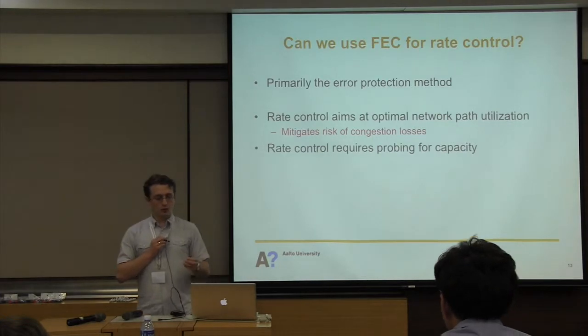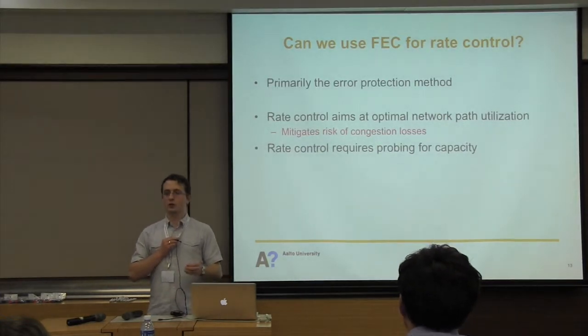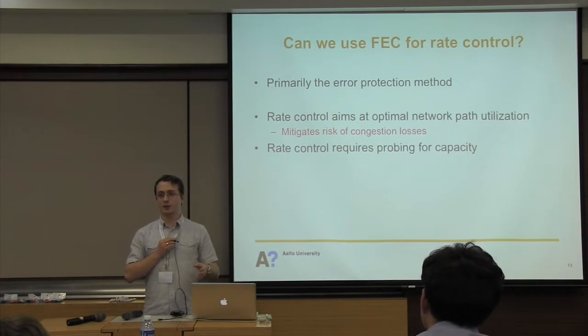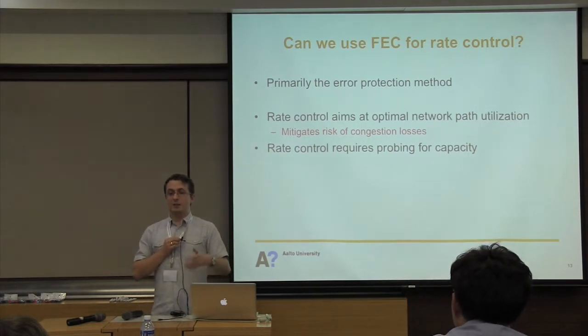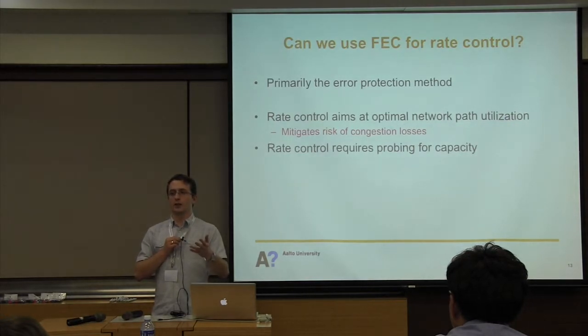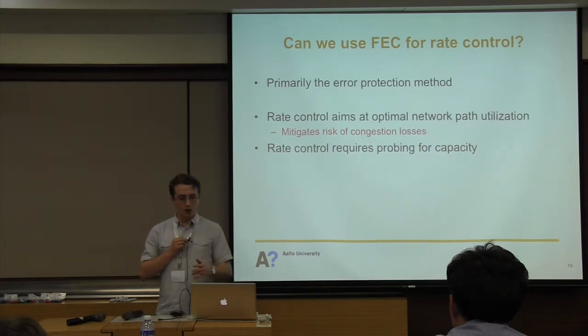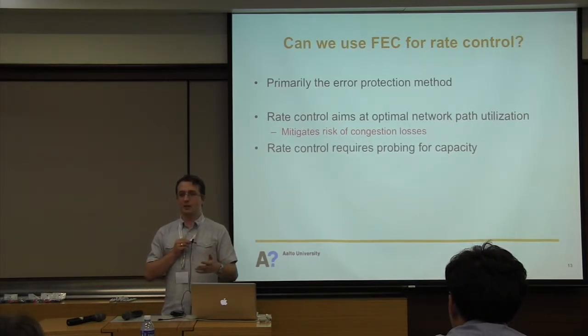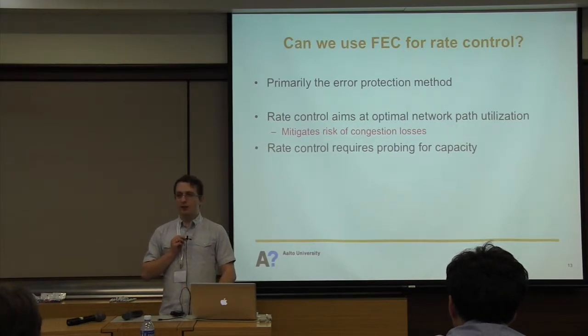But what we also know is that rate control always requires probing for capacity. TCP does the same, it increases the rate by probing if there is available rate, and it just knows if it loses a packet, and it does not care because it's an elastic type of traffic application. Whereas for conversational multimedia, we must try to avoid any losses at all, but this probing is always required. So what is our idea?